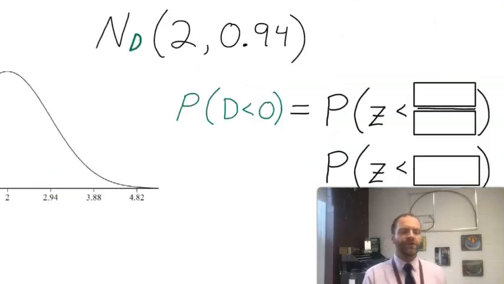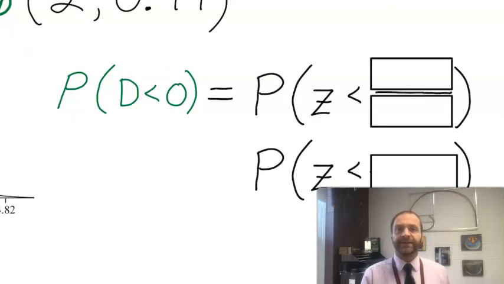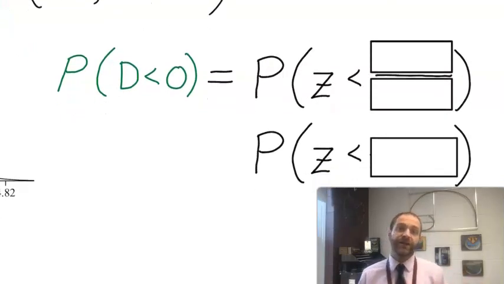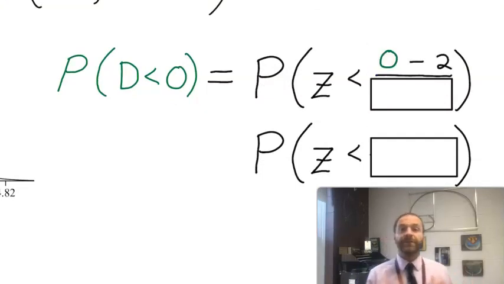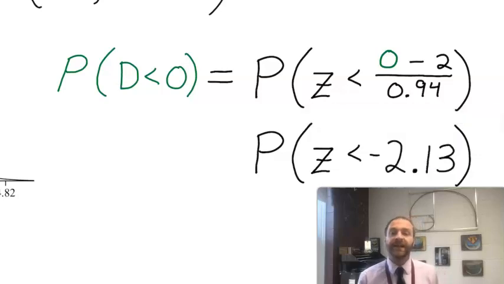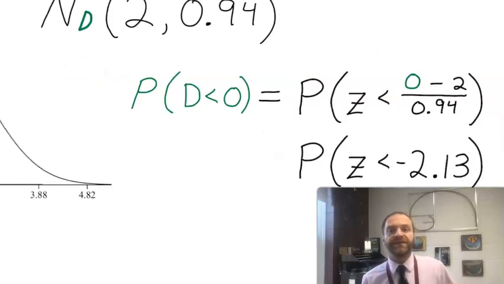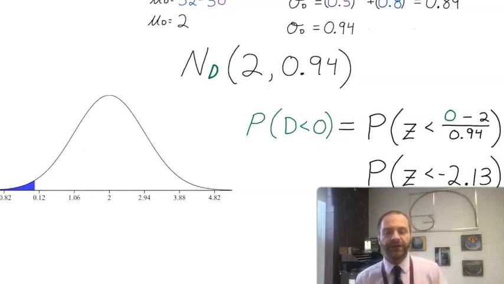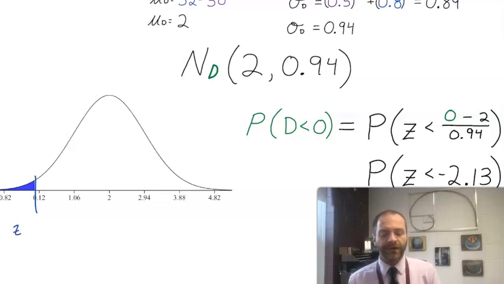Remember, z-scores are what you observe minus what you expected, the statistic minus the parameter over the standard deviation of the statistic. So if I have this, I'm going to take what I observed. I want to know 0 because I want less than 0, minus the center, which was 2, and our standard deviation was 0.94. And in that case, I get negative 2.134, which you can see then why I have the shaded region where I do over here on the side. This has a z-score of negative 2.13. So I want to find the area to the left of that.